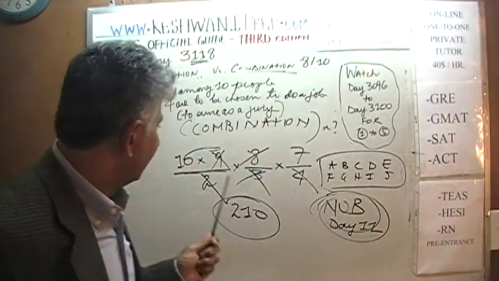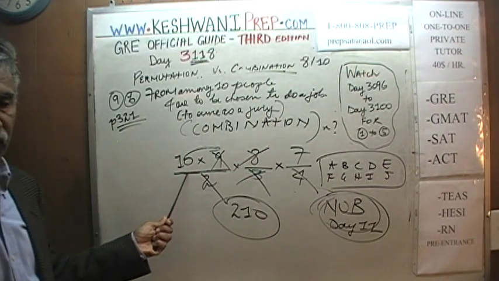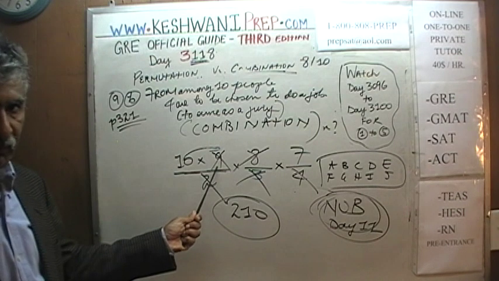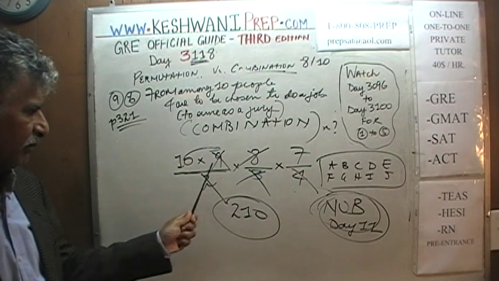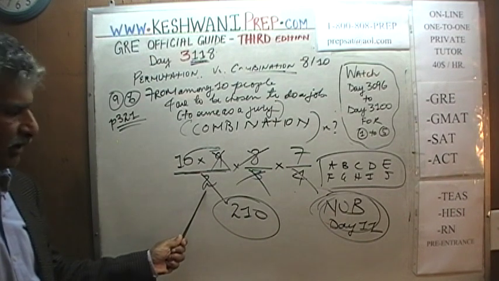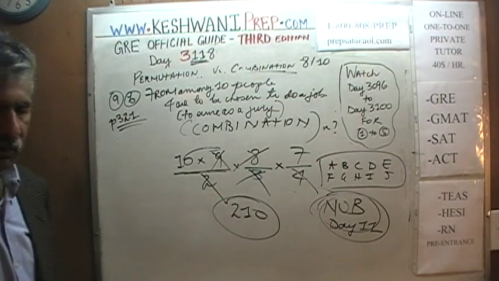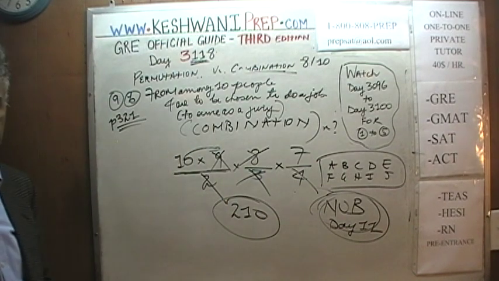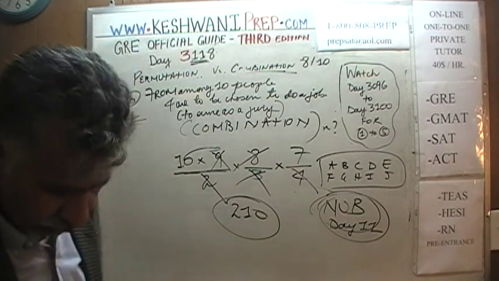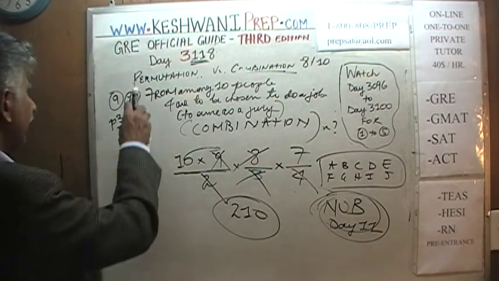And therefore, there are 10 ways to pick the first person out of 10 to serve on the jury. There are 9 different ways to pick a second person. As soon as we pick the second person, we're going to begin to double count. We have to undo it, and so on and so forth. Here's the solution. The answer is the same as before. There is no difference. Let's do one more.